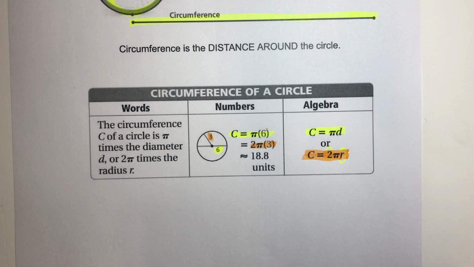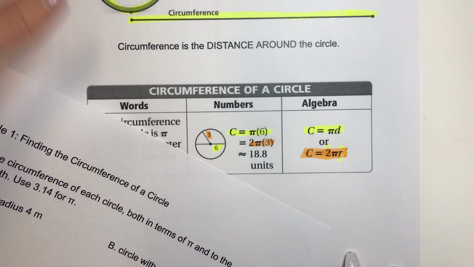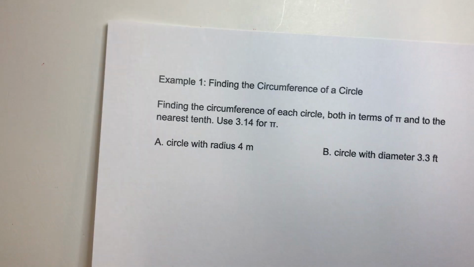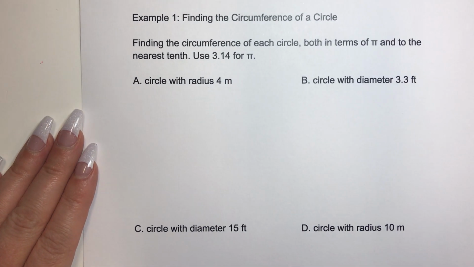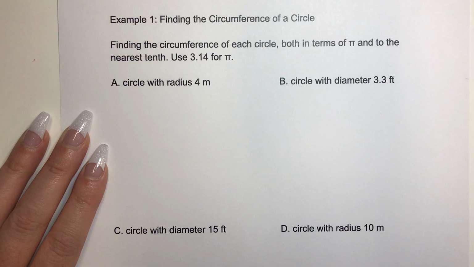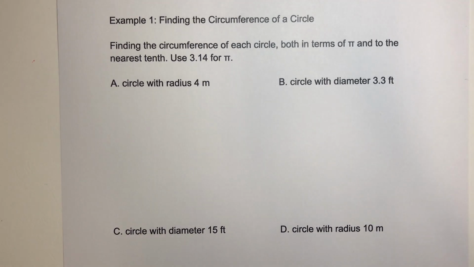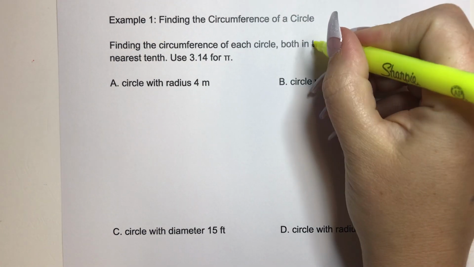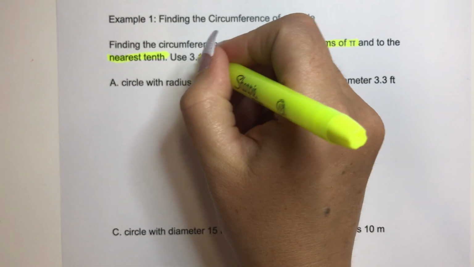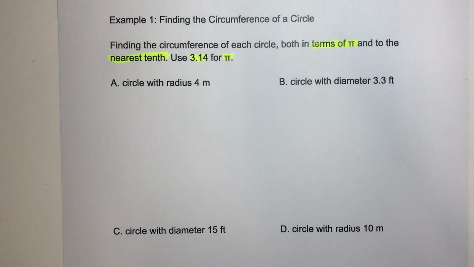So let's go ahead and do some problems and find the circumference of some circles. All right. So we have A and B. Oops, sorry about that. It says find the circumference of each circle, both in terms of pi and to the nearest tenth. Okay, so we have to do it 2 ways, both in terms of pi and to the nearest tenth. And then it says use 3.14 for pi. All right, we can do that. Okay, so let's get started.